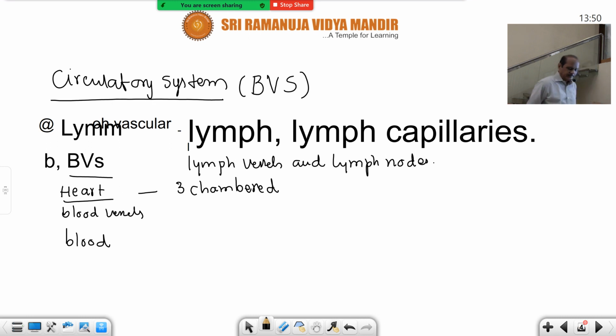Srujana, you answered crocodiles. Crocodiles, birds and mammals have a four-chambered heart. Okay? Three-chambered heart is there.